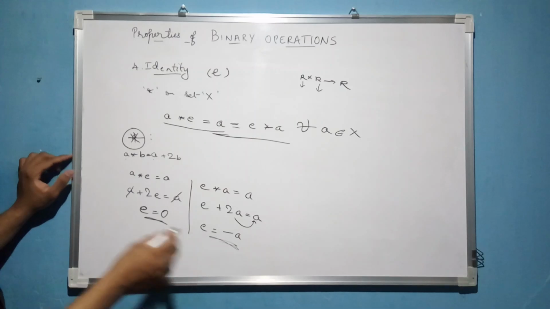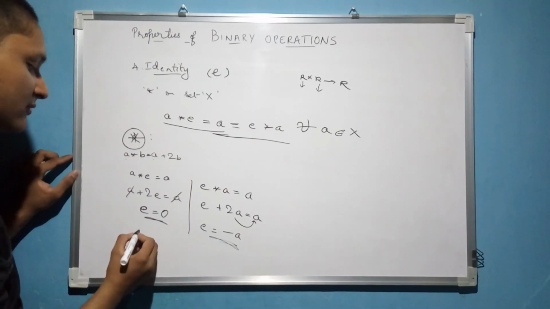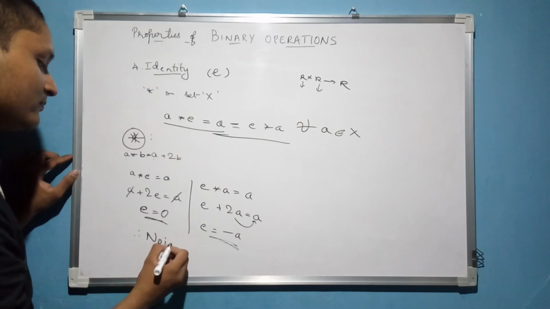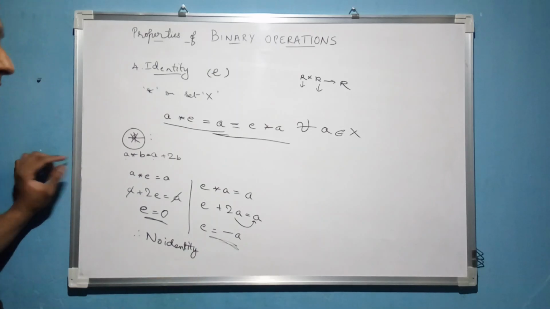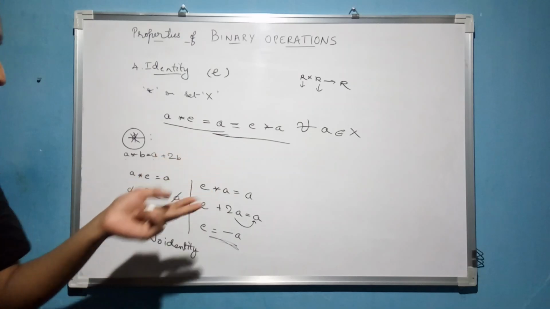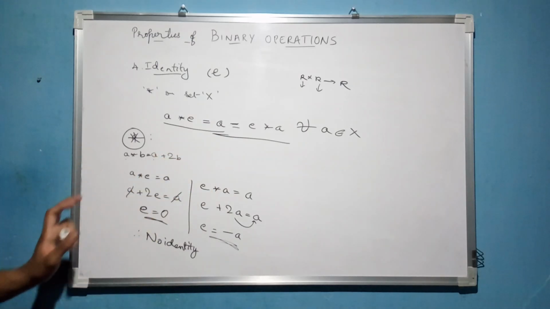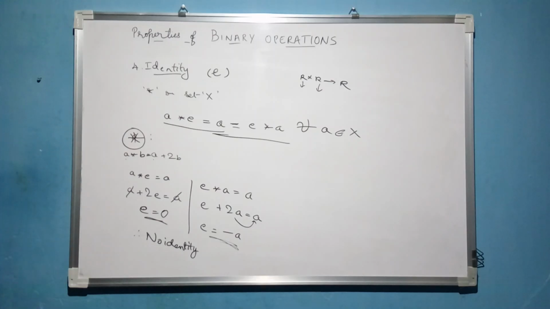In this case, you found out that E in both the two cases are different. So therefore no identity exists, because it needs to satisfy both of them. But here it is not going to satisfy. Here one kind of number is satisfying one condition, another number is satisfying another condition. Therefore that given binary operation doesn't have an identity.